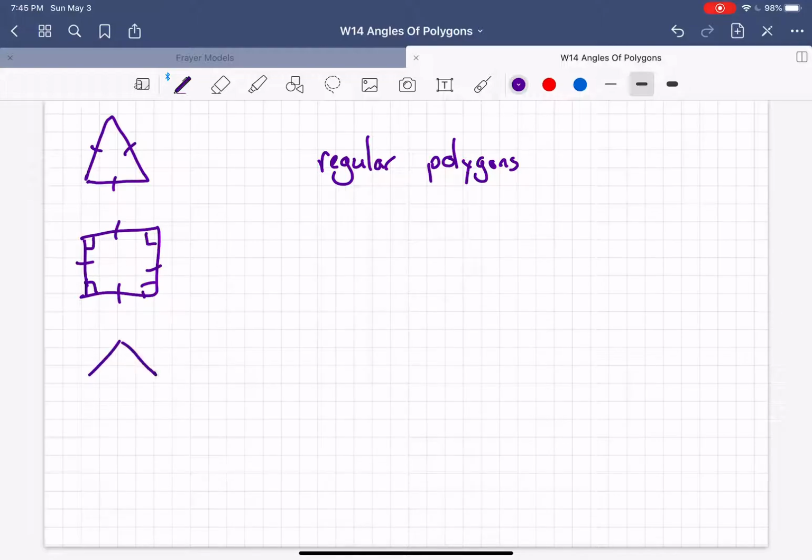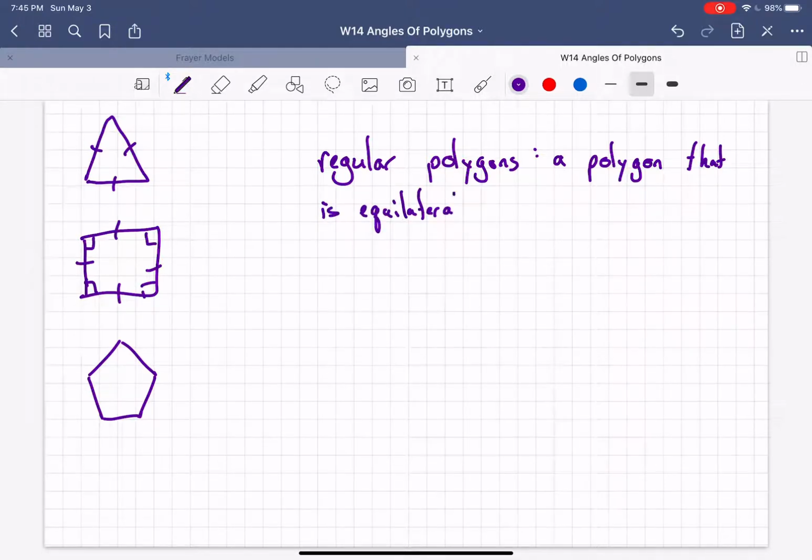And for a pentagon, it looks just like the building, where the definition would be a polygon that is equilateral, which means all of the sides are the same, and equiangular, which means all of the angles are the same.